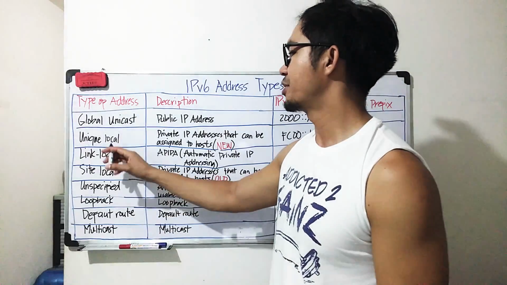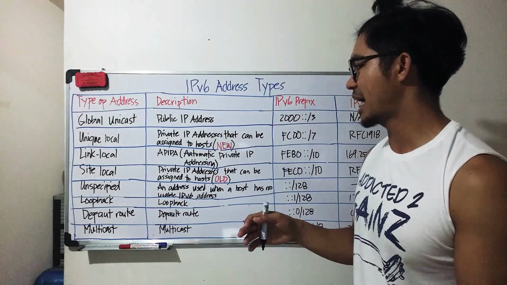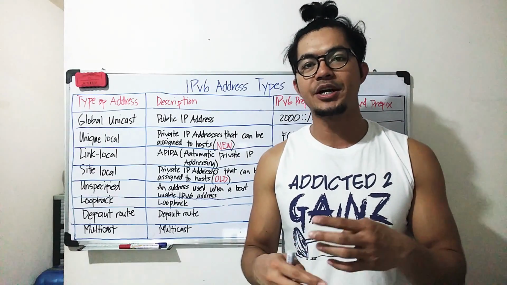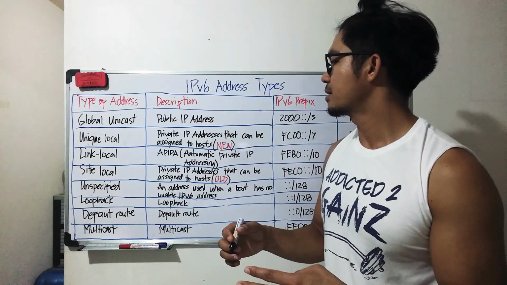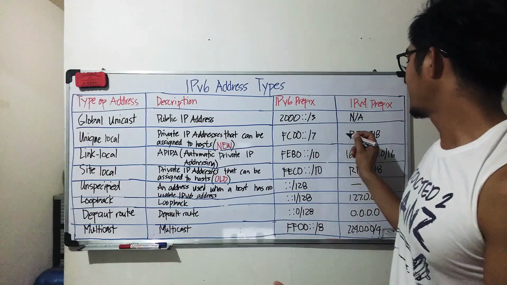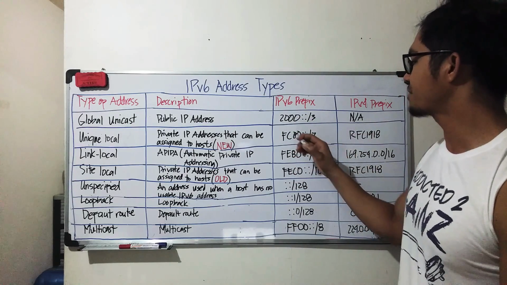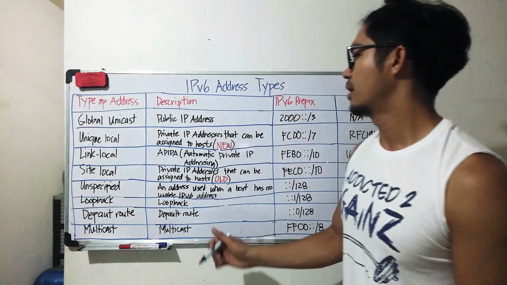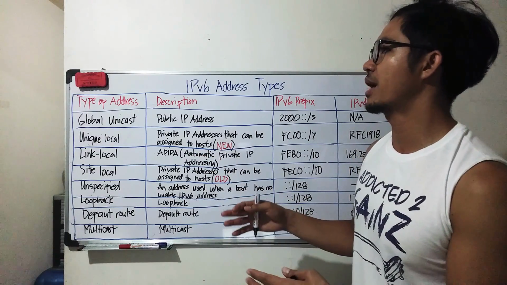And unique local. This is similar to the IPv4 private addresses that can be assigned to hosts. Meaning that these are the addresses that can be assigned inside an enterprise. These cannot be routed over the internet, so similar to RFC 1918 in IPv4, and this is the equivalent IPv6 prefix here, FC00::/7.